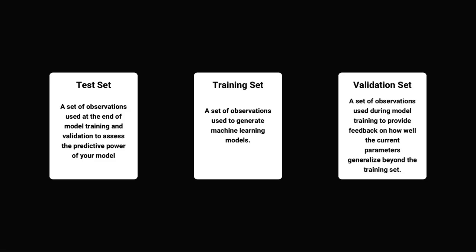Test set. A subset of data used to evaluate the performance of a trained machine learning model on new, unseen data. Training set. The subset of data used to train a machine learning model, typically consisting of labeled data with known inputs and outputs. Validation set. A subset of data used to tune the hyperparameters of a machine learning model, and to evaluate its performance during training.